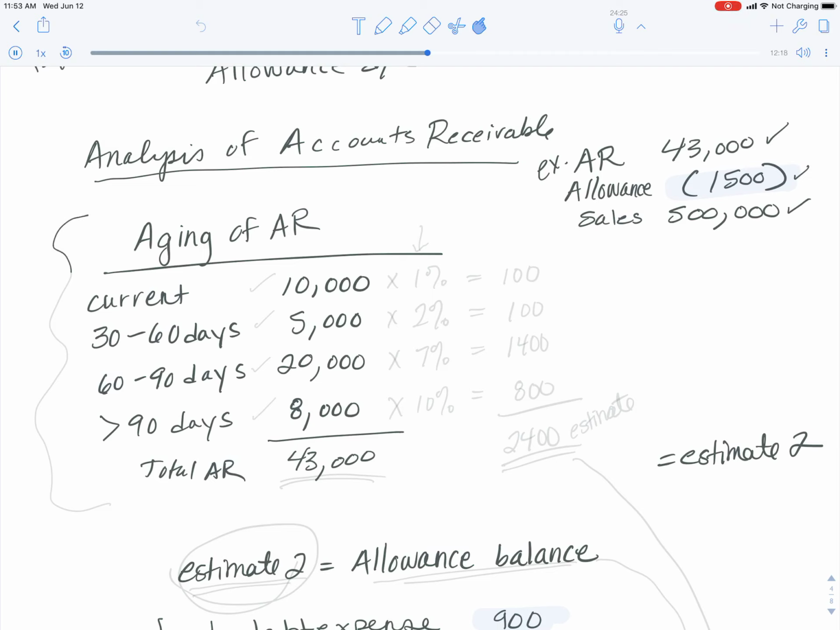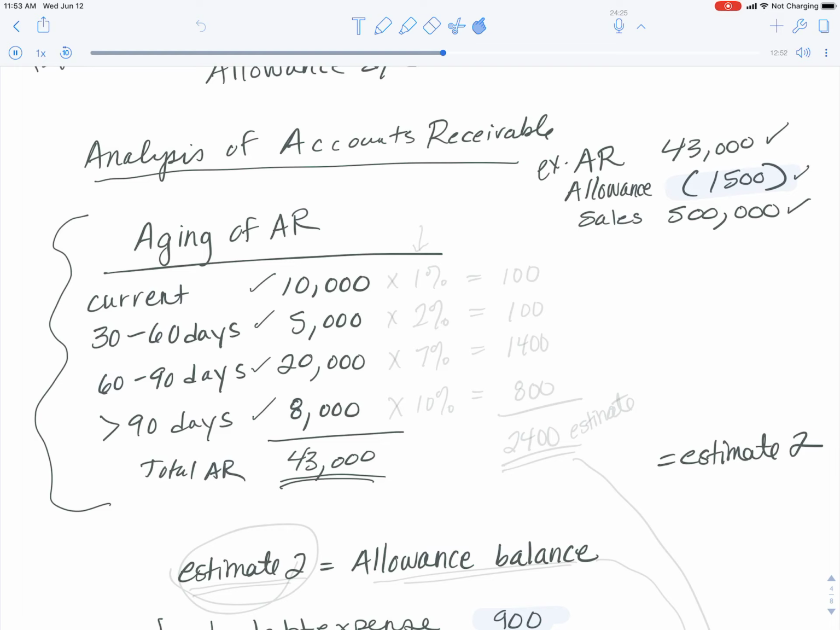So what we're going to do is pull our list called accounts receivable aging. An accounts receivable aging list tells us how old our accounts receivable is. So we have $10,000 that is current. So of the $43,000 that people owe us, 10 of it happened in the last 30 days, 5,000 in the last 2 months, 20,000 in the last 3 months, and 8,000 of it is older than 90 days. People have owed us for quite a long time.